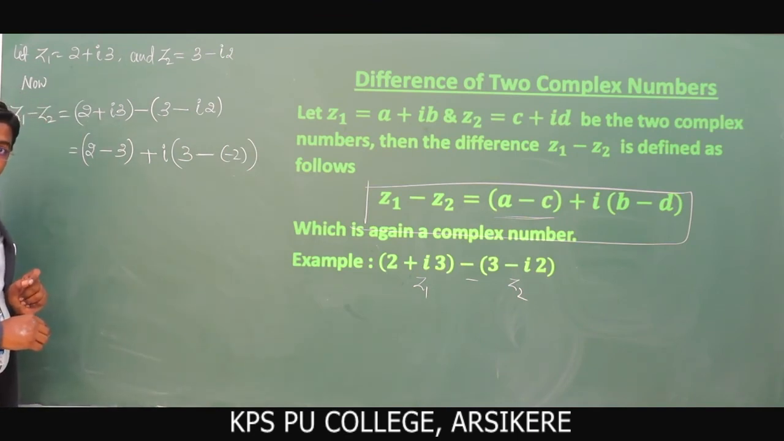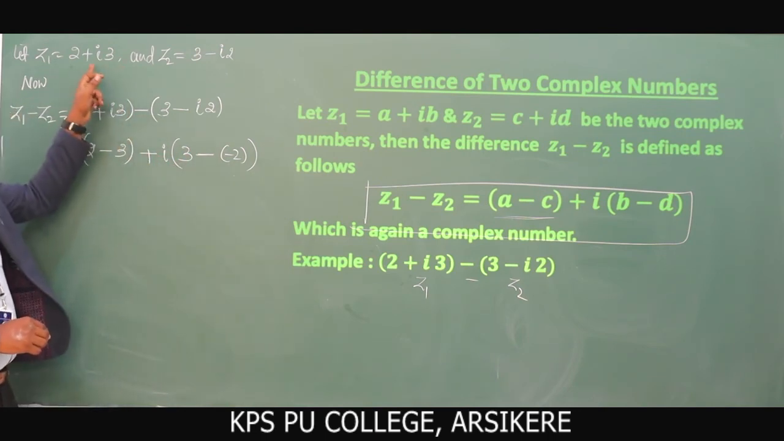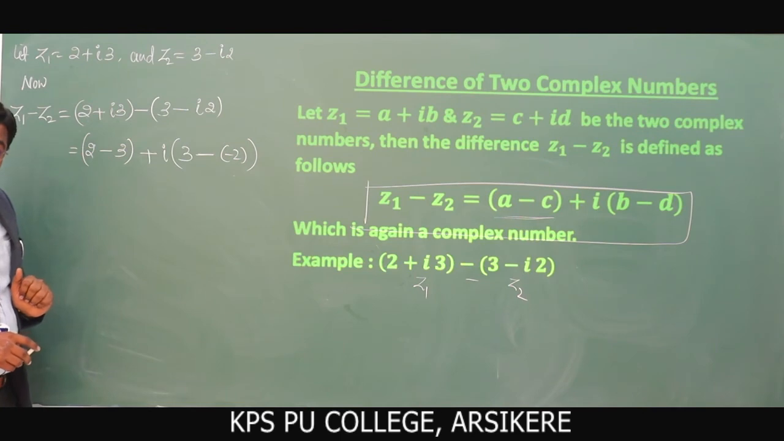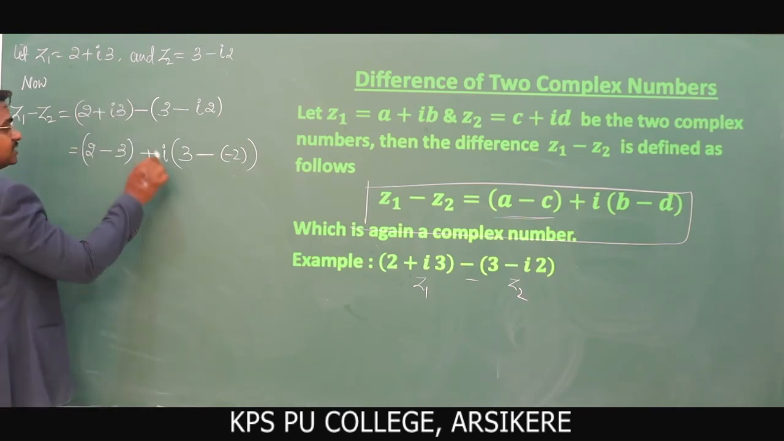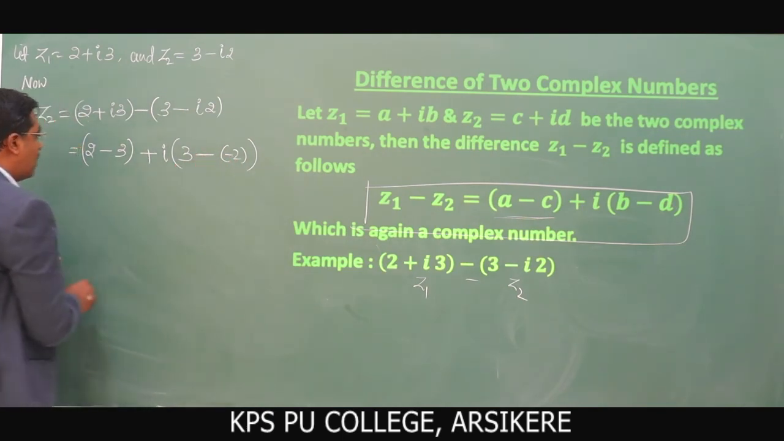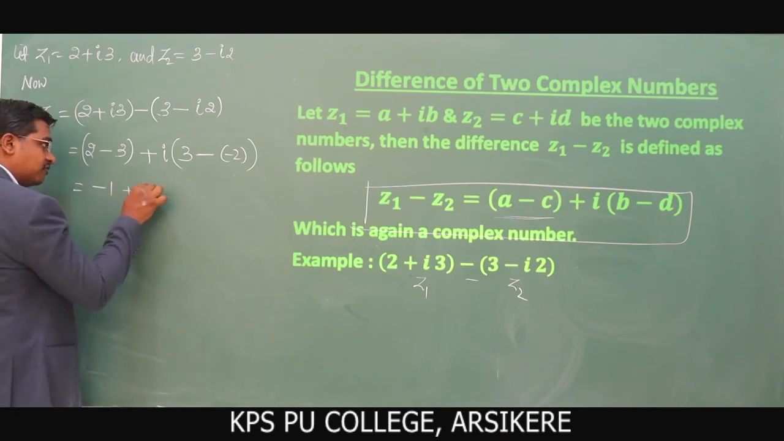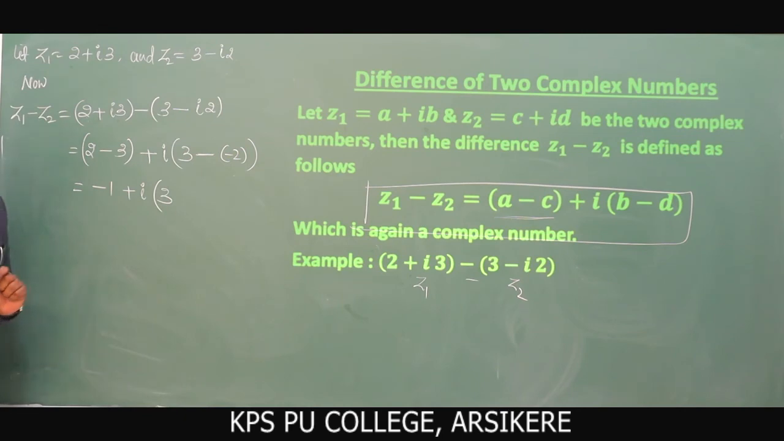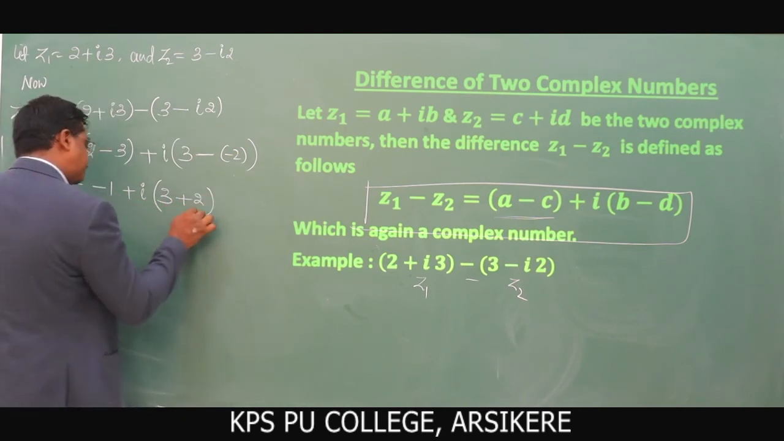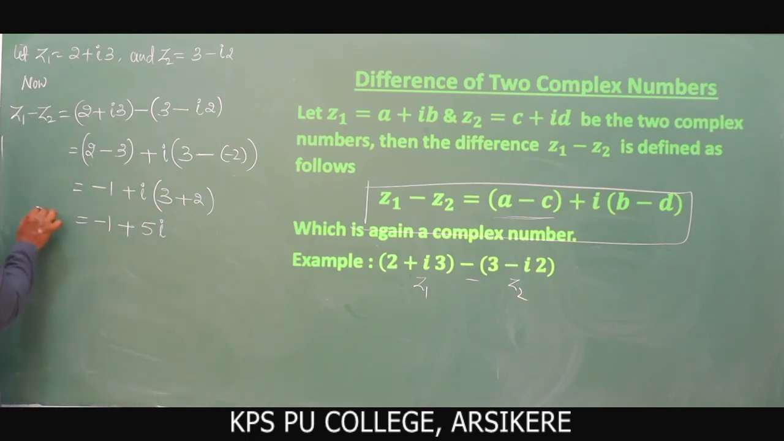Minus of minus 2. Look at the difference: imaginary part of Z1 minus imaginary part of Z2. Imaginary part of Z1 is 3, imaginary part of Z2 is minus 2. We have the difference here, minus of minus 2. This becomes 2 minus 3 is minus 1 plus I times 3 minus into minus becomes plus, 3 plus 2. This is minus 1 plus 5 into I. This is Z1 minus Z2, the difference of two complex numbers.